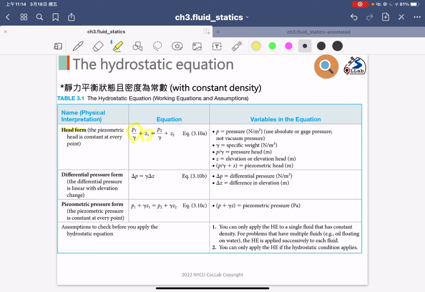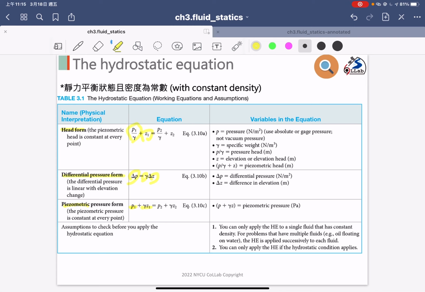Another formula uses the differential form, which indicates the pressure difference is proportional to the fluid gamma and the fluid deflection height. And the final one, we directly use the piezometric pressure form, so we don't divide by gamma. So the pressure plus gamma Z is constant, if the density is constant.